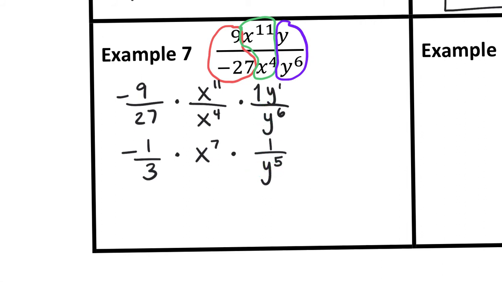So if I multiply everything, also in this part, x to the power of 7, it's assumed to be a 1 down here. So if I multiply everything on top, what's negative 1 times x to the power of 7 times 1? That's negative x to the power of 7 divided by, what's 3 times 1? That's 3. 3 times y to the fifth is 3y to the fifth.